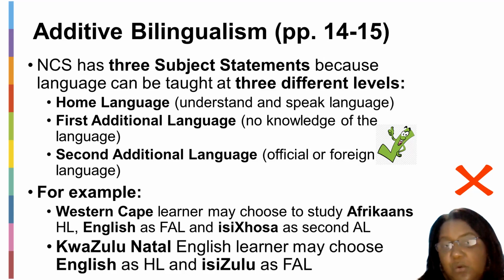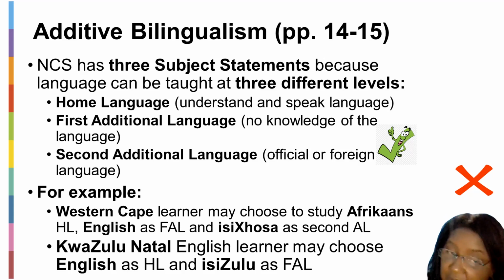So there's three subject statements. For example, and this is just an example that we took to explain how this works. In the Western Cape, learners may choose to study Afrikaans home language, English as a first additional language, and isiXhosa as a second additional language.